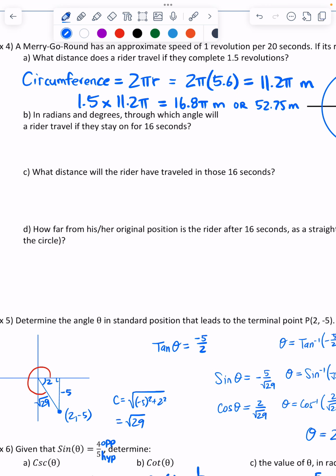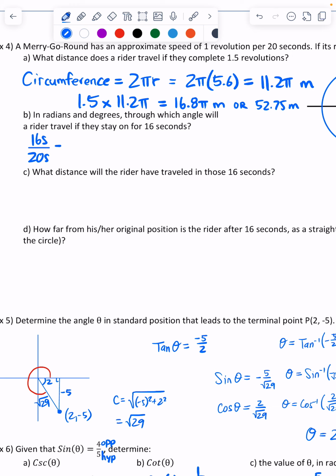So it says the rider is going to stay on for 16 seconds. Okay, so we have 16 seconds. I'm going to create a fraction here, part of a whole, right? 16 seconds is part, where the whole circle takes 20 seconds. So we know that the rider will have gone through 16/20ths of a full circle.